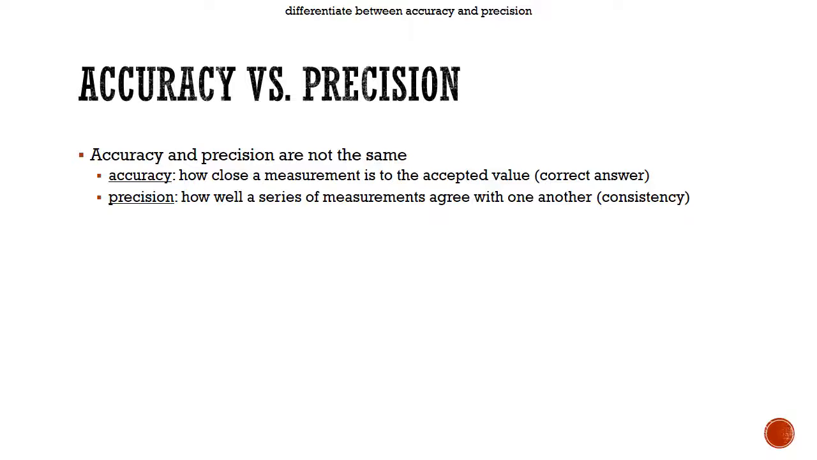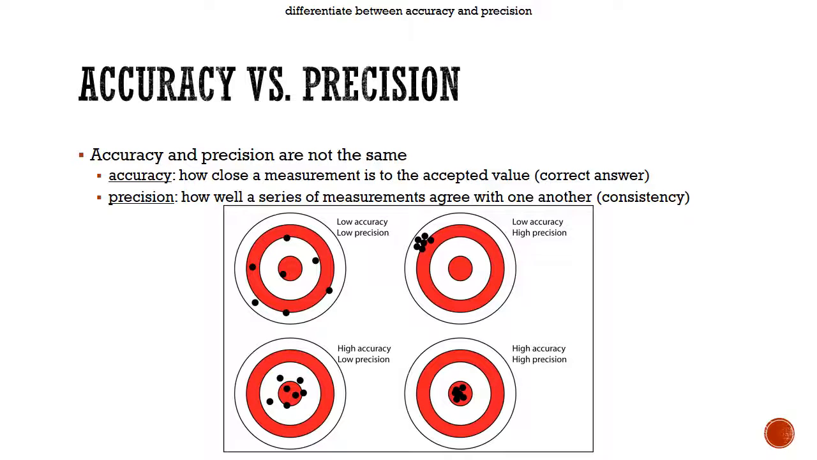Are they close to each other? It has nothing to do with how close they are to the right answer. In fact, measurements can be very precise, but not accurate at all. A very good graphic to help us understand the difference between accuracy and precision would be looking at a target.